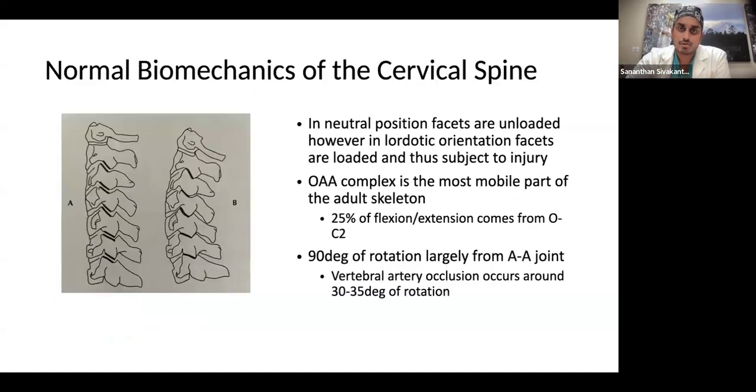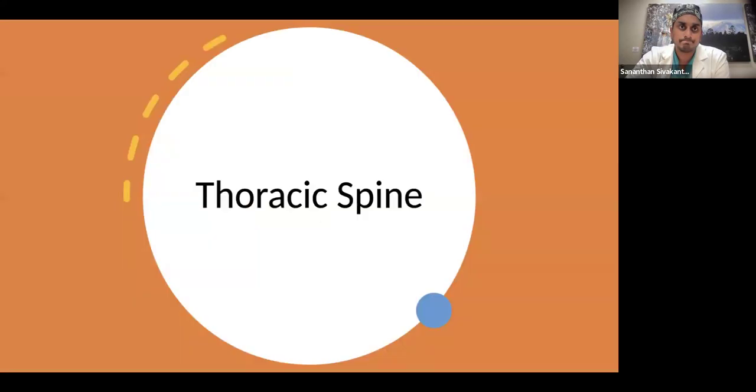When it comes to the biomechanics of the cervical spine, in the neutral position, the facets are unloaded. But in the normal lordotic spine, the facets are loaded and thus subject to injury. The atlanto-occipital-atlas complex is the most mobile part of the adult skeleton. About 25% of flexion extension comes from O to C2, and about 90 degrees of rotation comes from the AA joint. So it's a hugely mobile part of the spine. Notably, vertebral artery occlusion occurs around 30 to 35 degrees of rotation. So something to keep in mind when we see traumatic injuries, particularly with a rotational component.